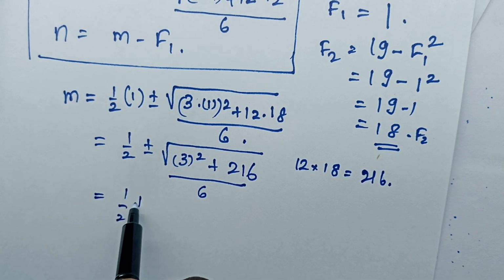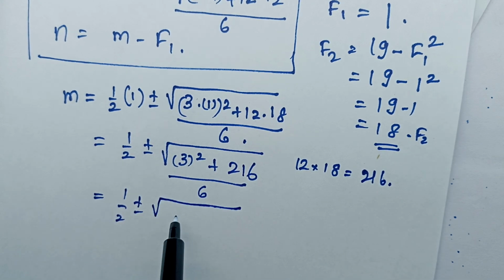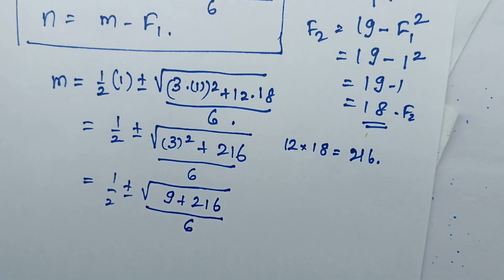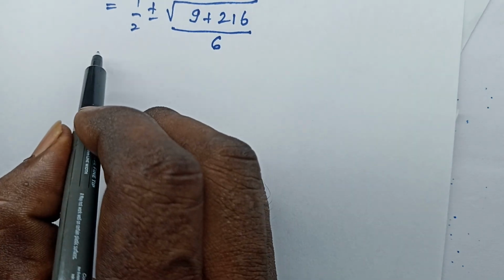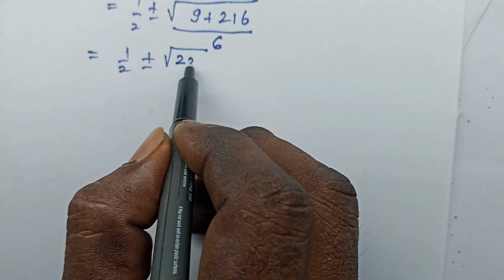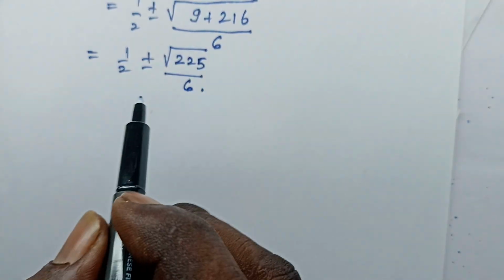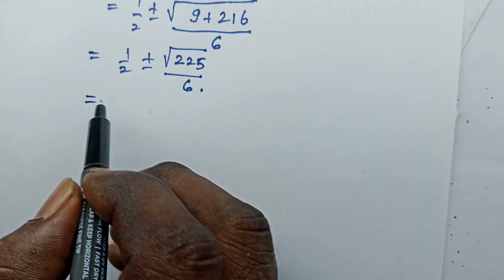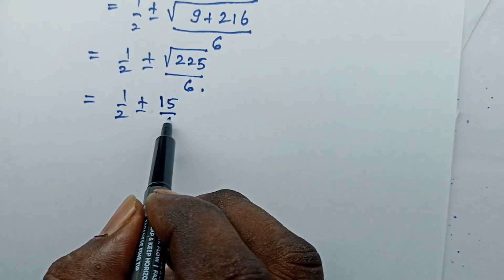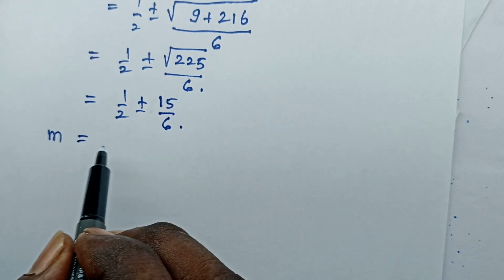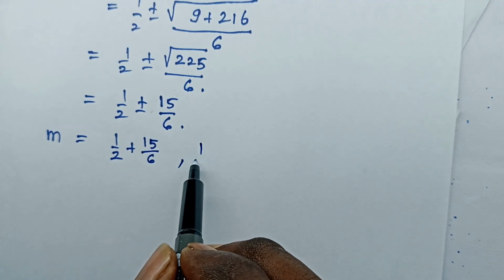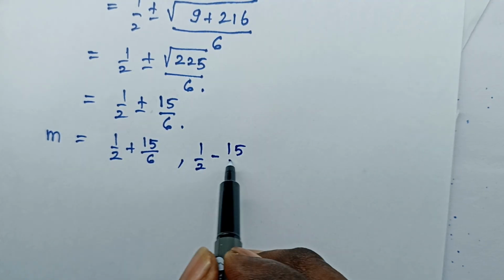1 by 2 plus or minus root of 3 square 9 plus 216 by 6. 1 by 2 plus or minus root of 225 by 6, equal to 1 by 2 plus or minus 15 by 6. m equal to 1 by 2 plus 15 by 6 and 1 by 2 minus 15 by 6.